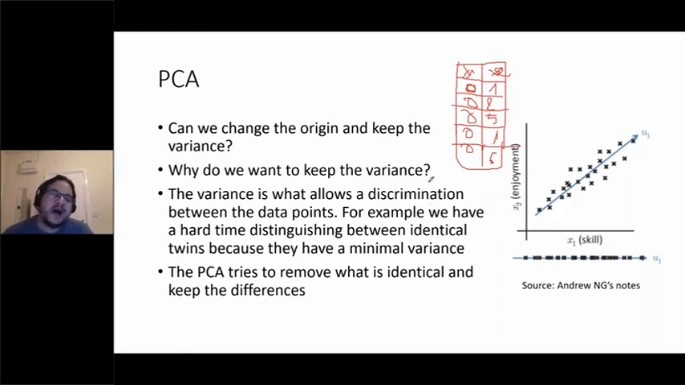It's because there is no variance. All the features are the same. Variance is almost zero between these two twins. So we need to keep the variance, the differences between them. So the PCA is trying to transform this into one variable, or a number of variables that is smaller than the original one, but it keeps all the differences. The variance is kept, like in here.